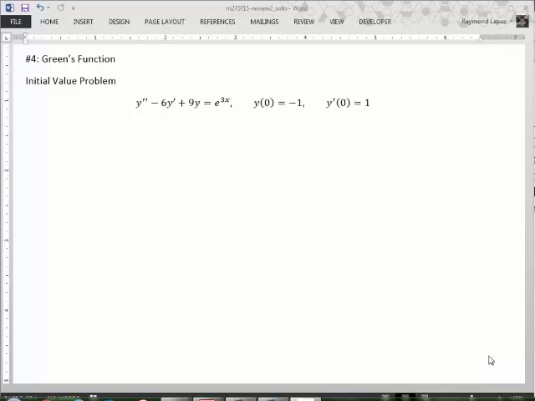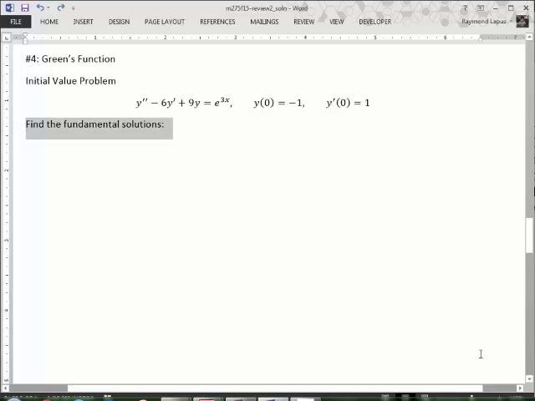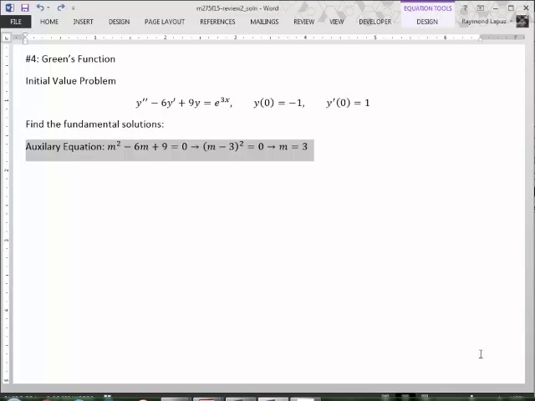So, the first thing we're going to do is find the fundamental solutions. For that we need the auxiliary equation, so we're going to turn our differential equation into a quadratic equation. We got m squared minus 6m plus 9 equals 0, and we have m minus 3 squared, so we have m is equal to 3 with multiplicity 2. Given that, we have our fundamental solutions e to the 3x and x e to the 3x.